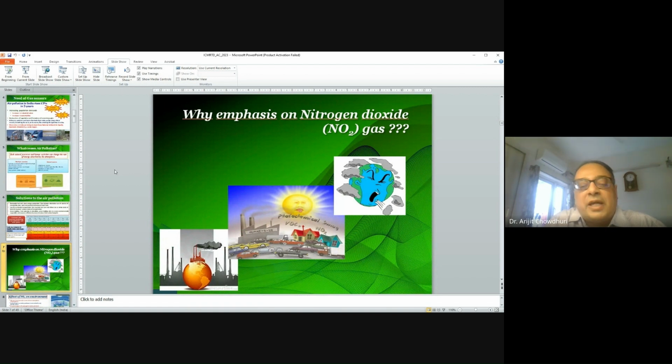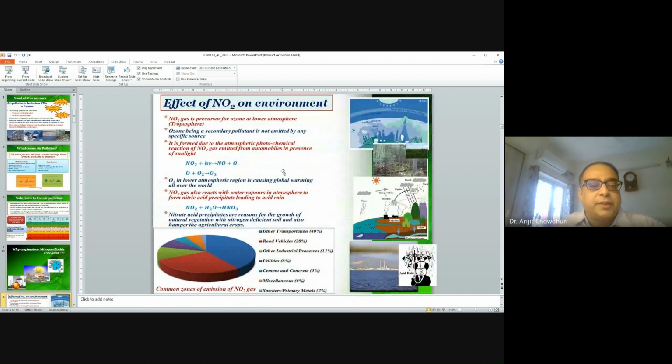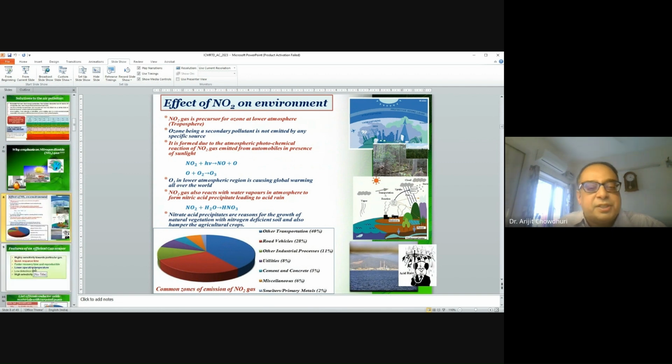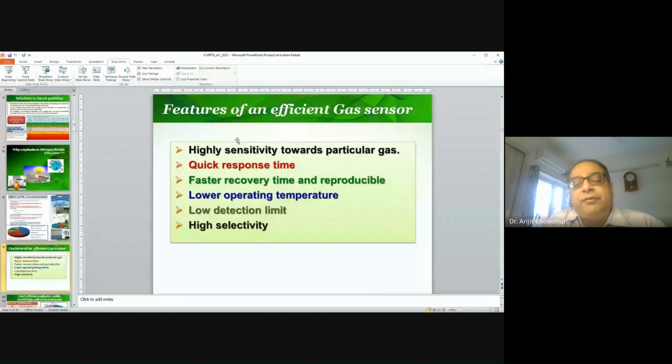Why do we need nitrogen dioxide gas sensors? The first thing we already discussed is mainly to do with the formation of ozone, and besides that, of course, precipitation in the form of acid rain. So effectively, we need to design faster and faster sensors, and some of the features that we look for in an efficient gas sensor, in this case an NO2 gas sensor, are that it should be highly sensitive towards NO2. It should have a quick response time. It should have a fast recovery and should exhibit reproducible characteristics. It should have a low operating temperature, mainly from the point of view of industrialization.